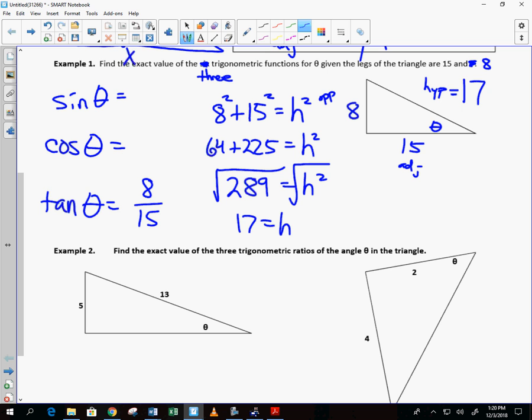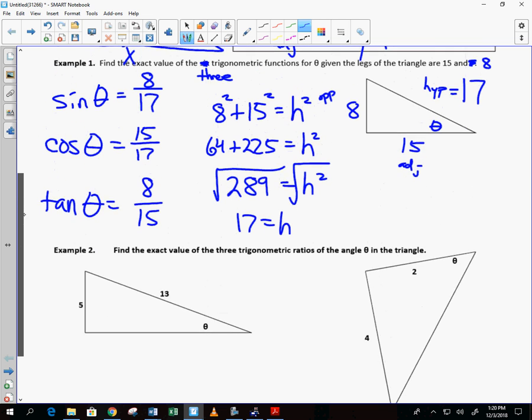Eight over 17. Cosine? 15 over 17. Okay? So the first practice is to be able to write them like that.